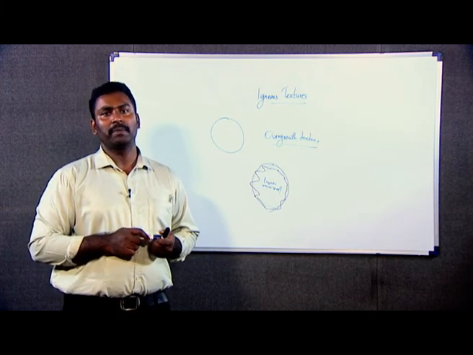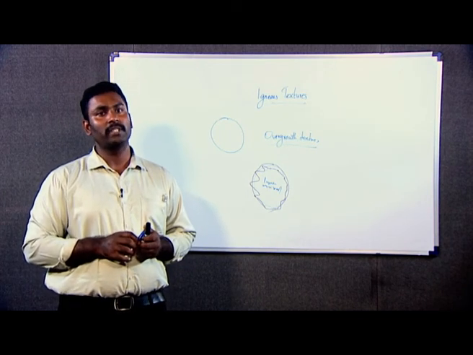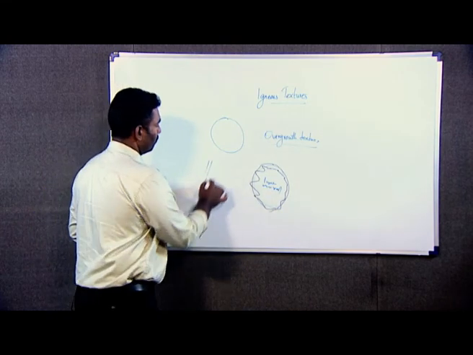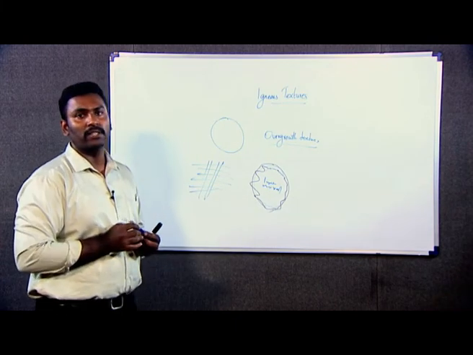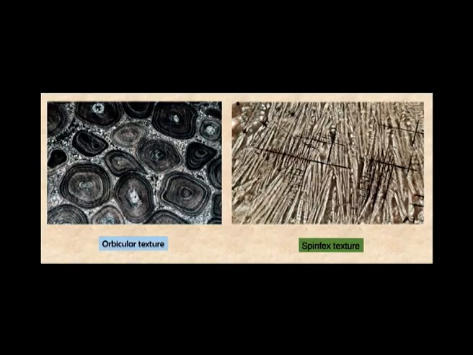Now coming to the spinifex texture, this is an important texture which is mainly seen in komatiite magma. Here we can see the crisscross arrangement of olivine, especially magnesium olivine, or aluminous pyroxene, crisscrossly arranged, and in between them we can see either skeletal pyroxenes or glassy matter. This texture is very important and is mainly seen in komatiite magmas.